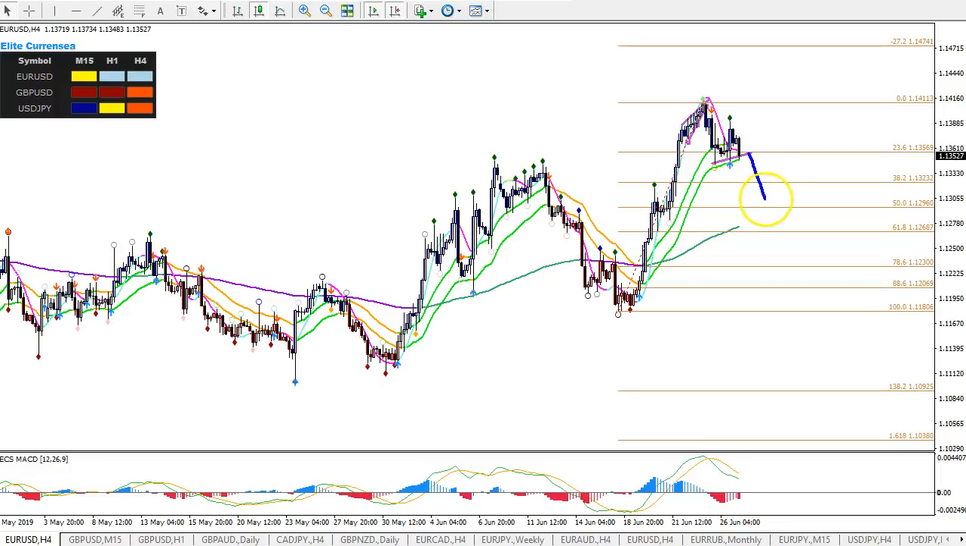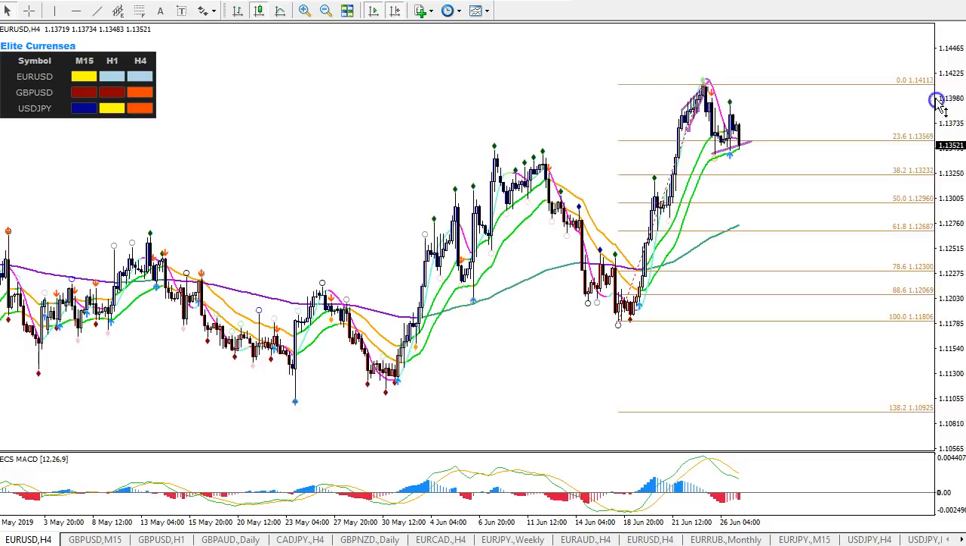All right. So if we get price indeed to do this, a bounce and then a move up to the minus 272 target, that's what I'm expecting for the moment on this euro dollar.